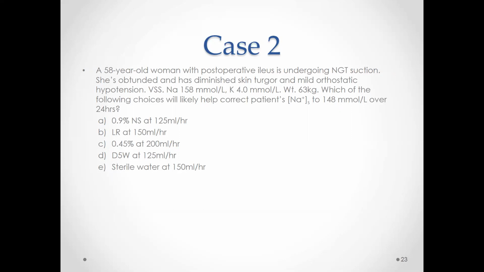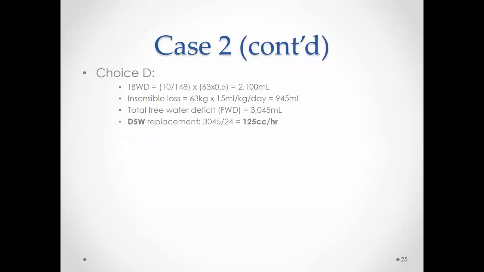A, is it normal saline at 125, B, LR at 150, C, half normal at 200, D, D5 at 125, or E, still water. So automatically E is out of the picture because we don't give E. So any takers? Yes, D. D is the correct answer. And we'll go over the calculation.